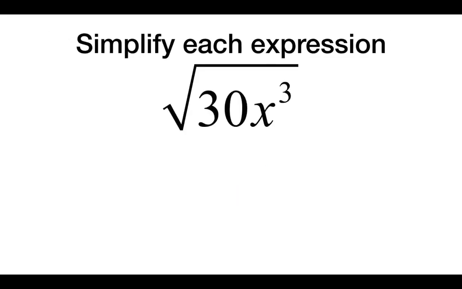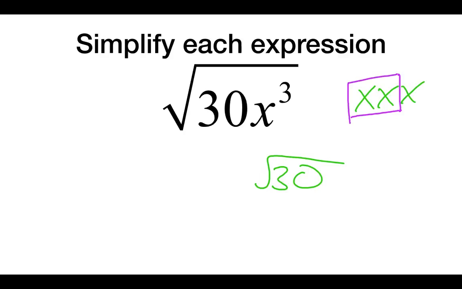All right. So now we're going to simplify some expressions that don't perfectly simplify. For instance, we can't make 30 better because 3, 2, and 5 are all the prime factors, and none of those will have a pair. So the 30 is going to stay in the square root, but if we have 3 x's, 2 of those x's could be pulled out, giving us an x out here, leaving 1 x inside. So x square root of 30x.